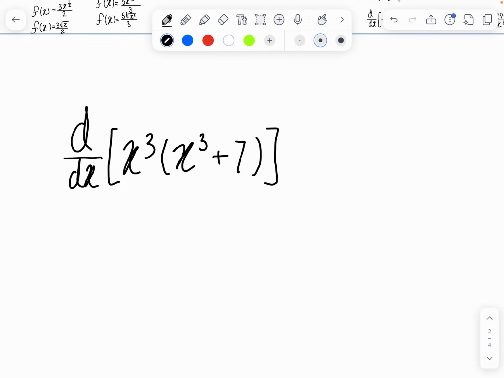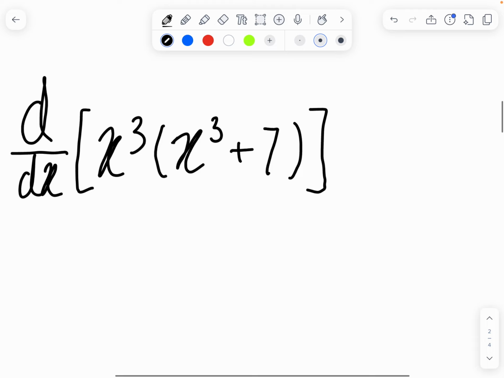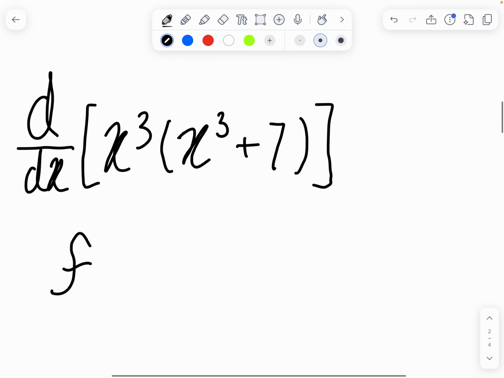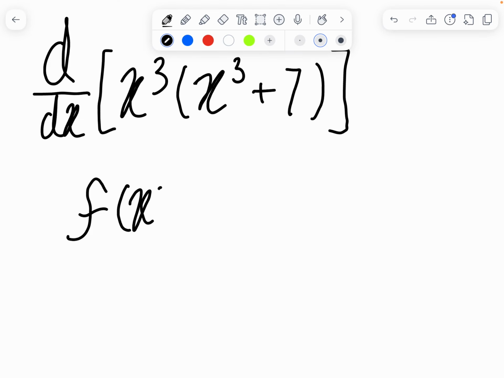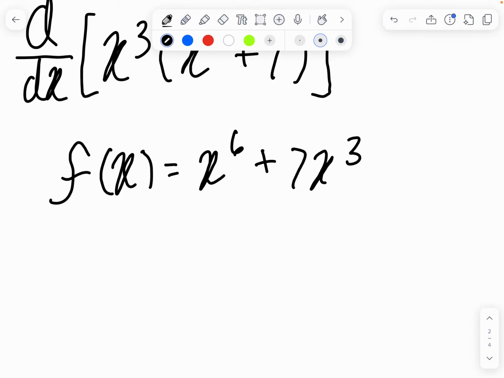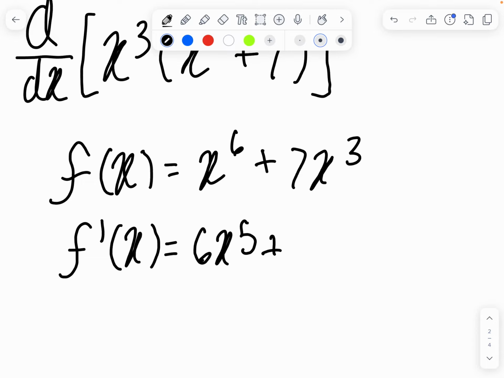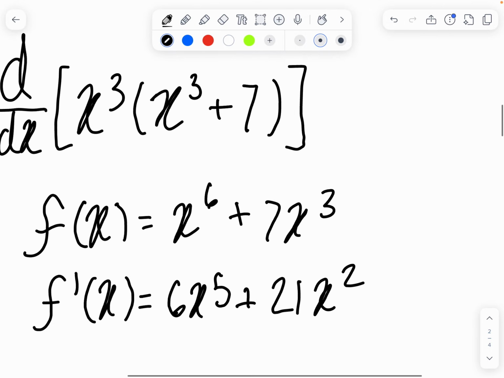Okay. So, this is just f of... and now 7x through 21x squared. Yeah, so this is the derivative.